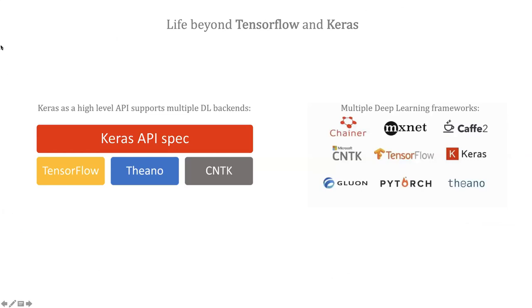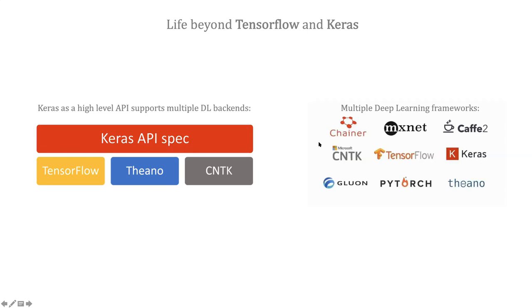So there's of course life beyond TensorFlow and Keras. So as I mentioned, Keras is a high level API that supports not only TensorFlow, but multiple deep learning backends. So I think at this point, the Keras API specification supports also the Theano and CNTK deep learning backends. So what this means is that basically you have the same type of abstraction, the exact same code that you would use, independently of whether in the layers below, the backend is using TensorFlow, Theano, or CNTK, for the actual construction of the graph.